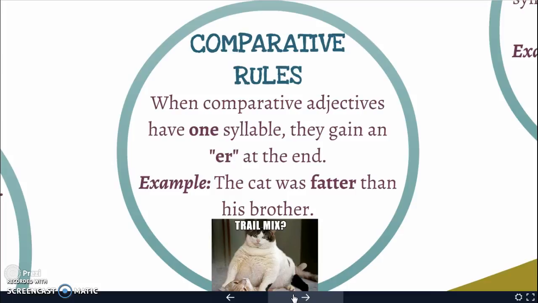So when the comparative adjectives only have 1 syllable, we're going to put the ER at the end of the word. So here's our example. The cat was fatter than his brother. So we can say the cat was fat, and if we're going to compare it, we're going to say the cat was fatter. So make sure that you have filled in on your note sheet the number 1 for your rule about 1 syllable adding ER to the end.